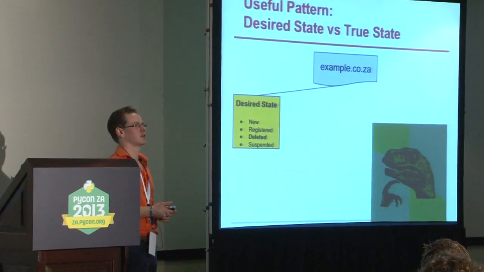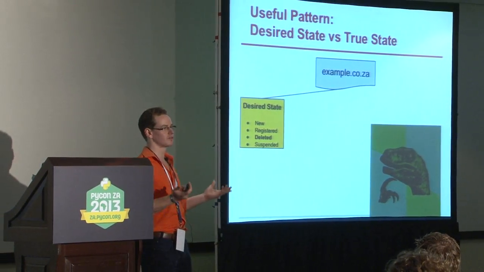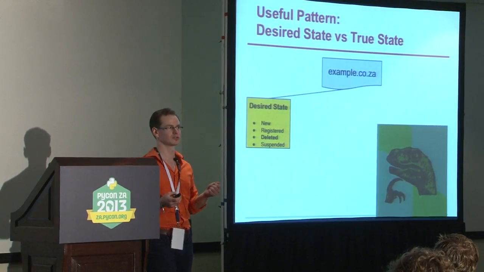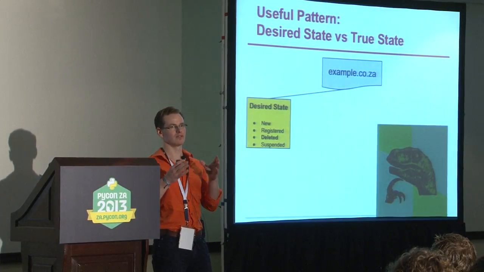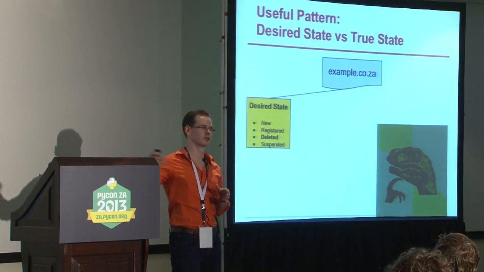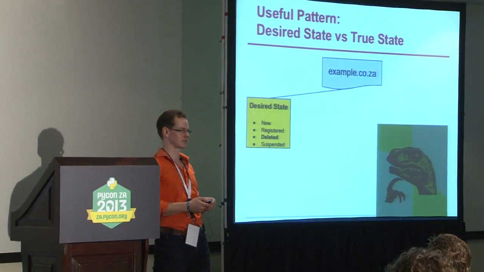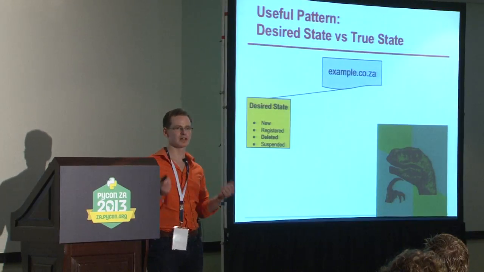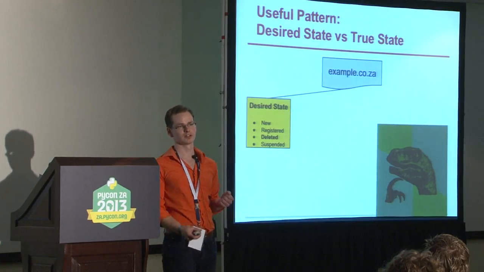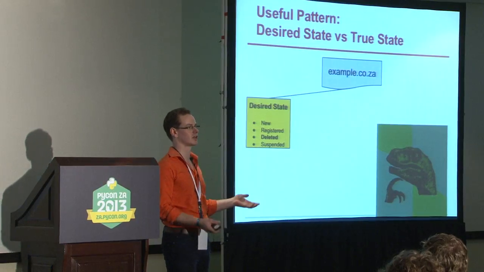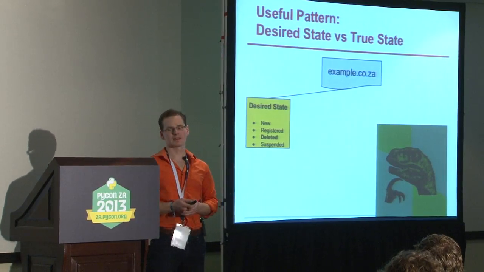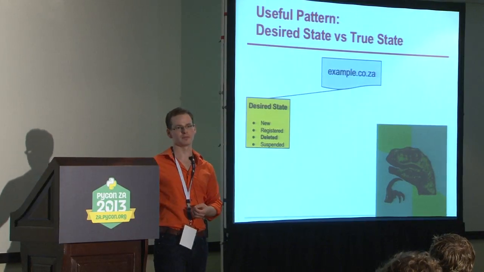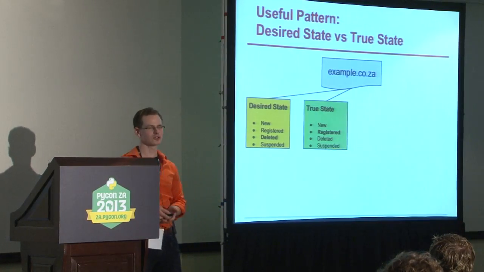A really interesting pattern we discovered, I don't know if it's novel, was in how we keep track of resources that have eventual consistency with some external resource, the central registry in this case. When you have a domain like example, you have some desired state, like I want it to be registered, or in this case, let's say it's already registered, and I want it to be deleted. But that's not enough. You also have to know what the true state is, because the true state lies with the EPP registry. So you have to add another field.